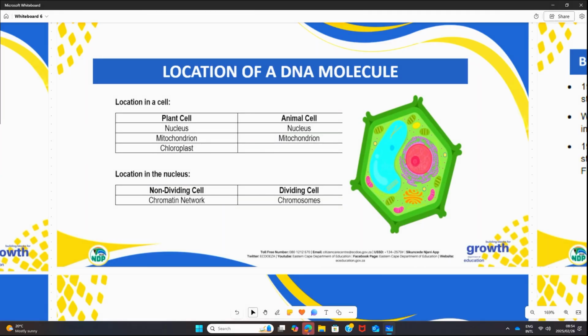But let us look at when the question has been asked about the location of the DNA in the nucleus. For example, the nucleus of a cell looks different when a cell is dividing and when a cell is not dividing. Number one, if we speak of the location of the DNA in a non-dividing cell, we look at the chromatin network. But that chromatin, as soon as the cell starts to divide, changes into chromosomes. So the two answers when a learner is asked in an exam about the location of the DNA in the nucleus are the chromatin network as well as the chromosomes.